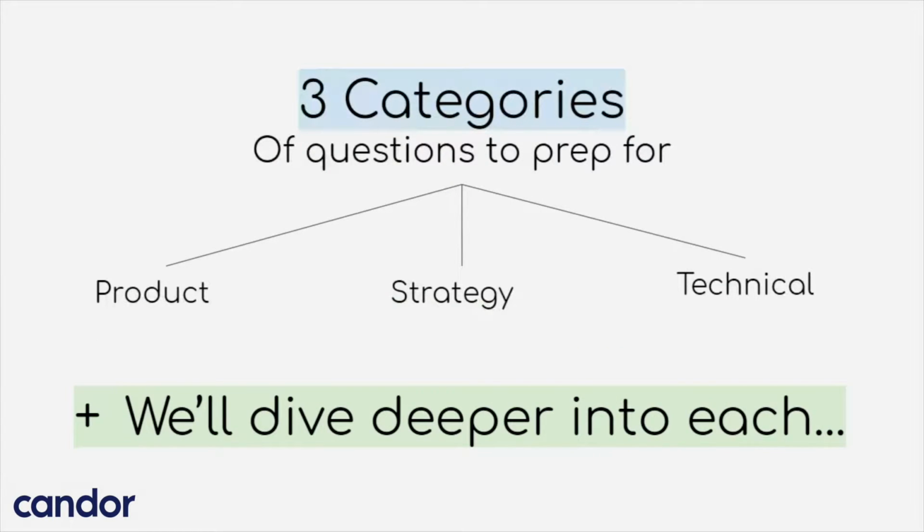Next, we're going to talk about 3 different types of questions to prepare for. This is by no means an exhaustive list. Rather, these are some of the more unique question types that APMs will face. For example, you should always have an answer to why Google, and prepping for behavioral questions is important as well. For more information about getting ready for those, watch the video about interview prep in this series. But for now, these are the 3 categories we're going to focus on. Let's dive deeper into each.